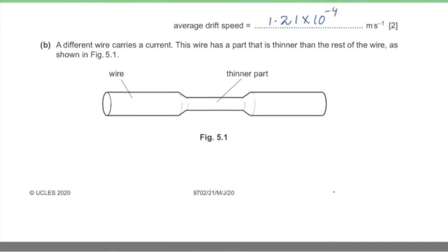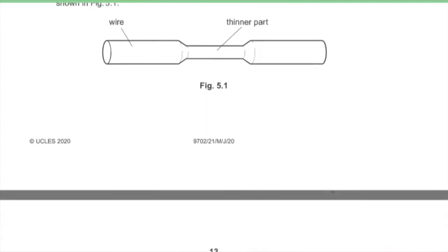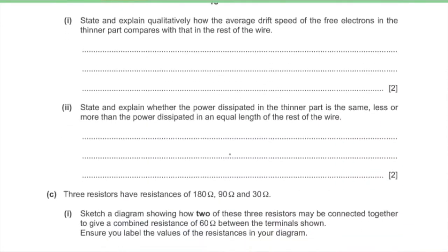Part B, a different wire carries a current. This wire has a part that is thinner than the rest of the wire as shown in figure 5.1. Part 1, state and explain qualitatively how the average drift speed of the free electrons in the thinner part compares with that in the rest of the wire. So a thinner part means that area decreases, and according to the formula, I is equal to N into A into V, area is inversely proportional to drift speed.